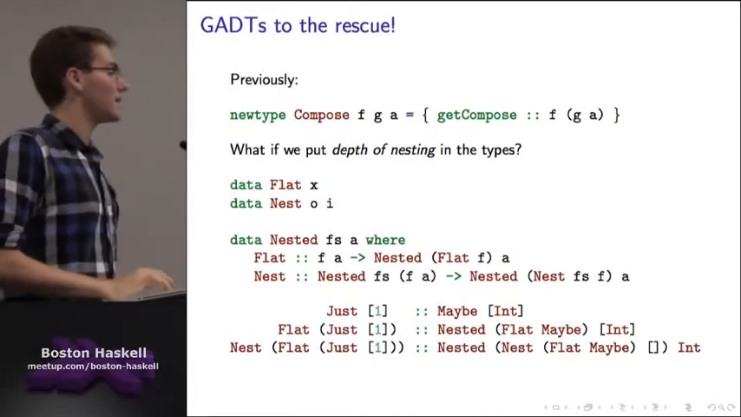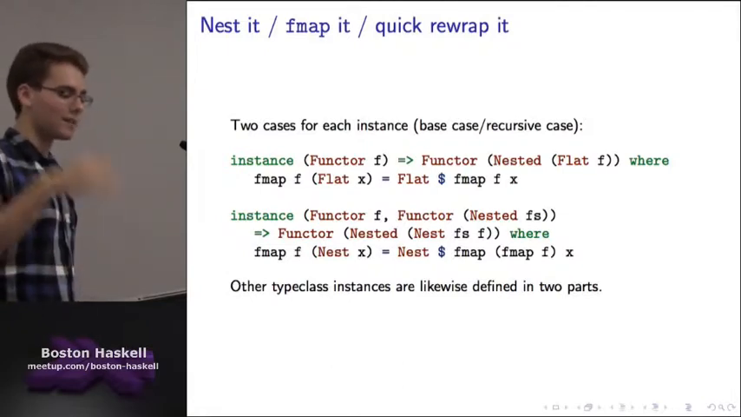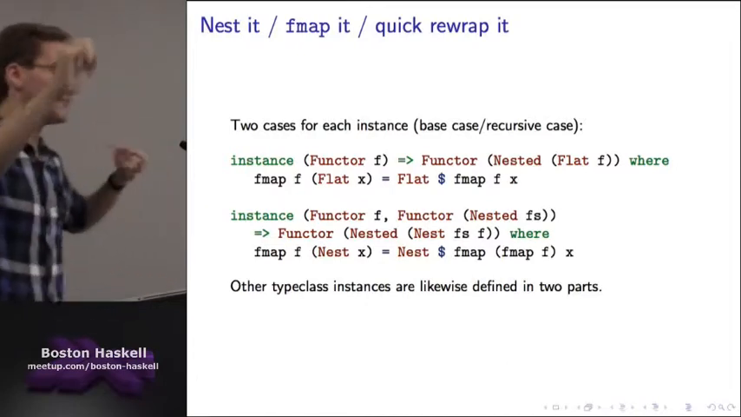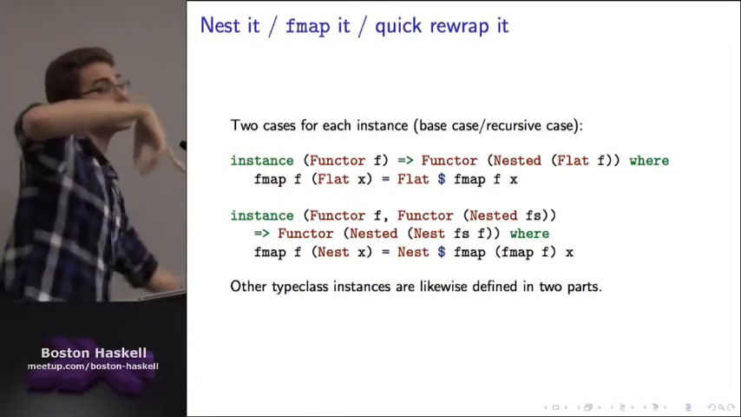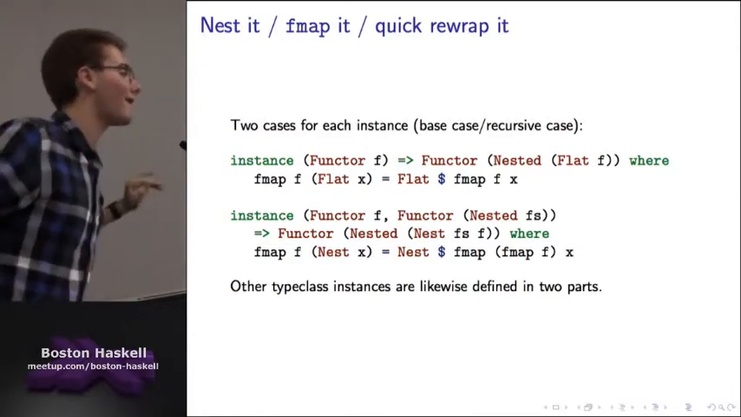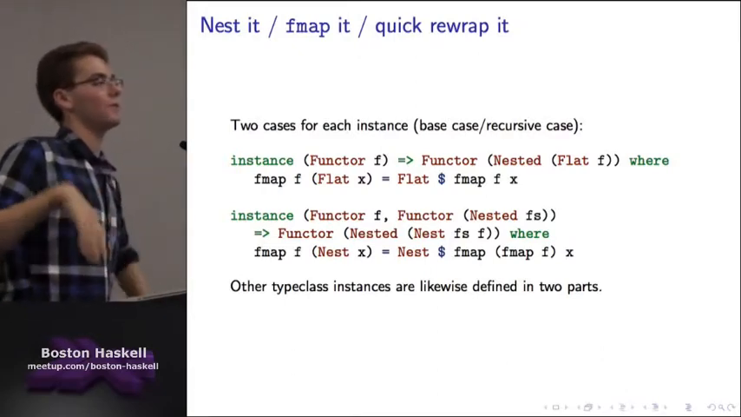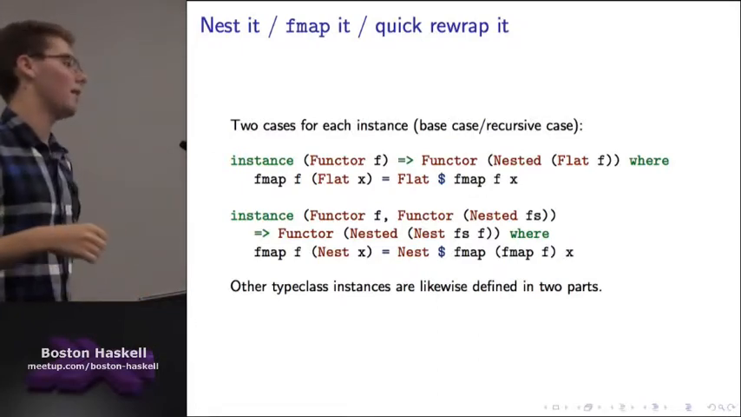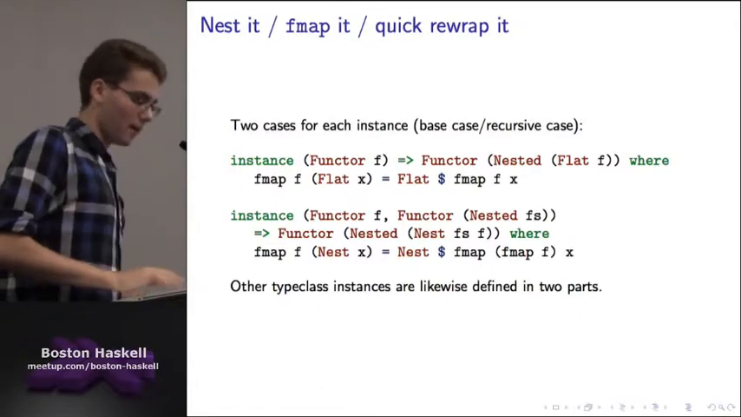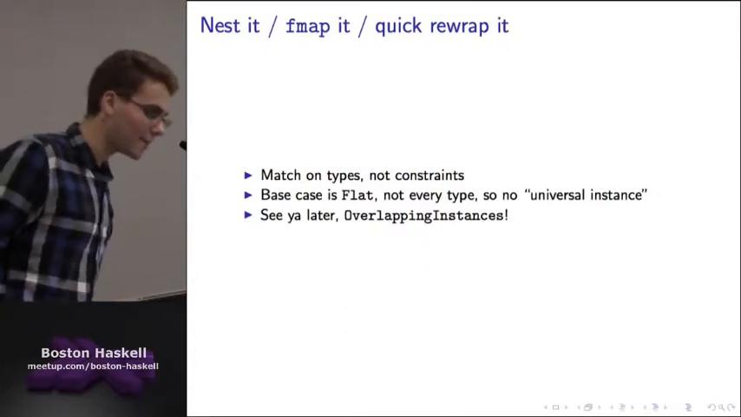And this means that now I can define a functor instance for nested flat f, and a functor instance for nested nest f's, provided that f is a functor and nested f's is a functor. So as long as all of my layers are functors, then the whole thing is a functor. And I can do the same kind of definition for all of your favorite type classes: comonads, applicatives, traversables, distributives, etc. So the takeaway is that by adding more types, you can match on types and not constraints.